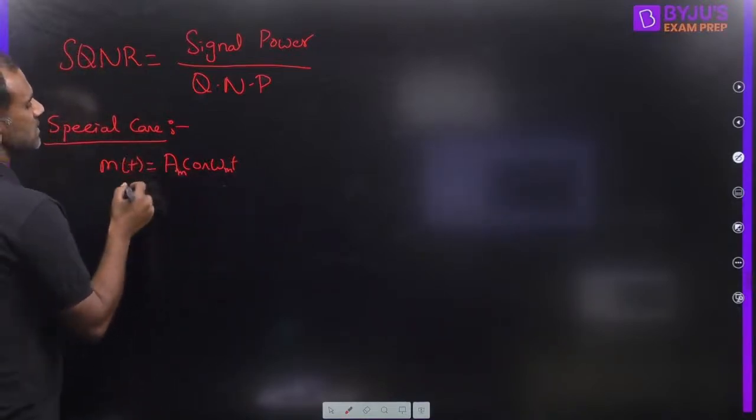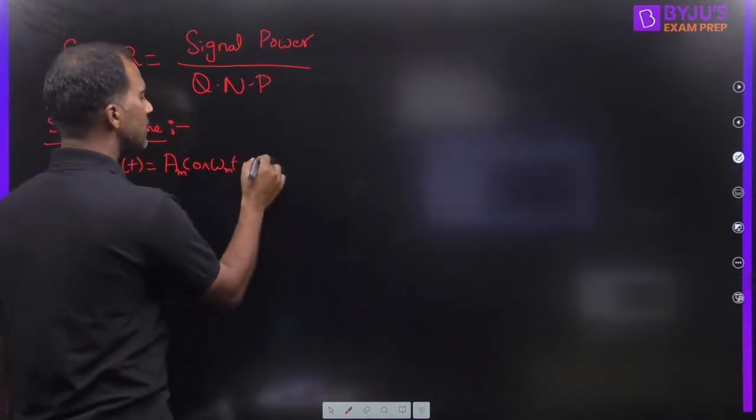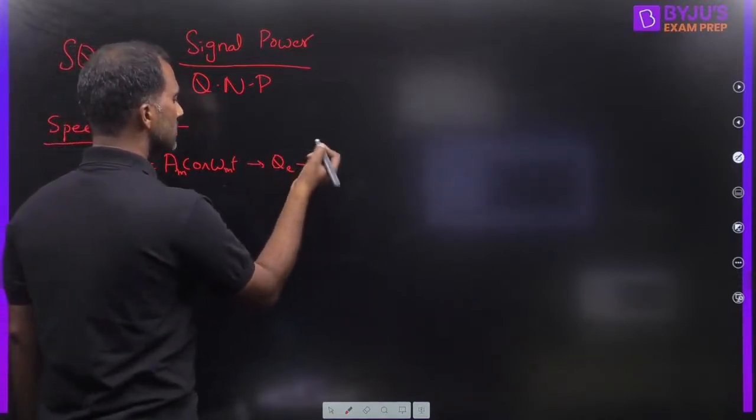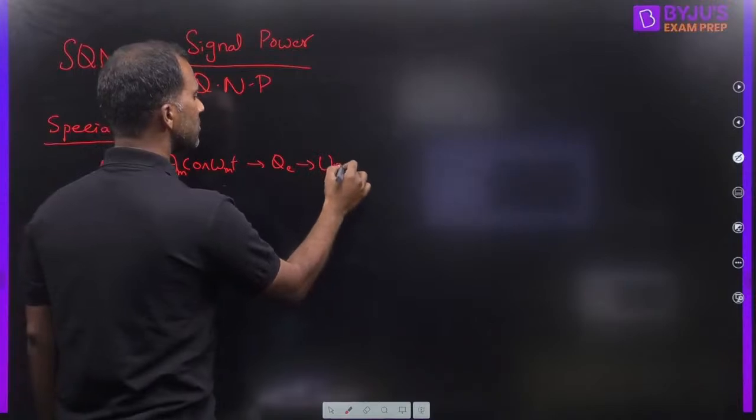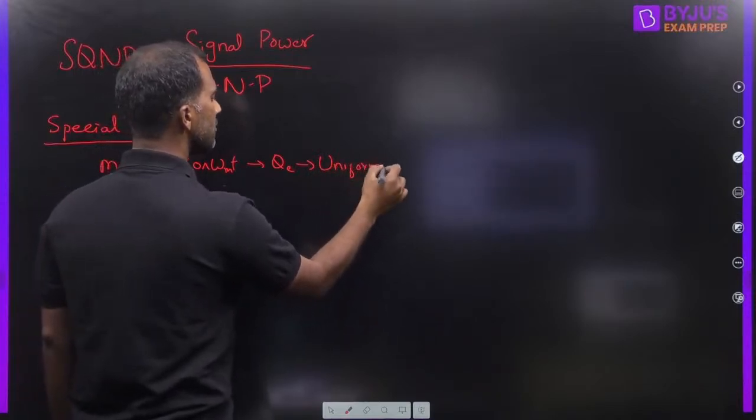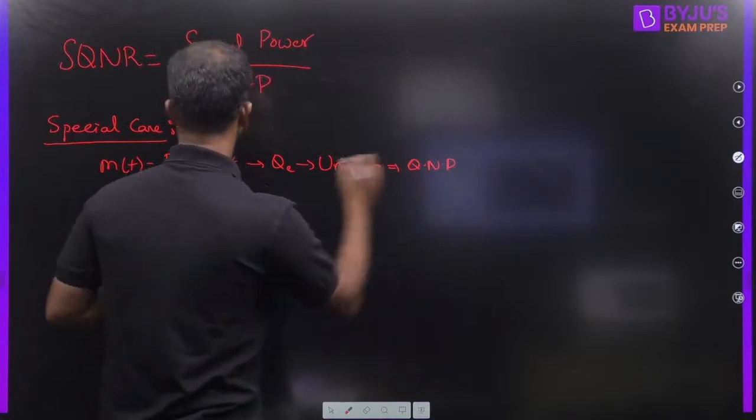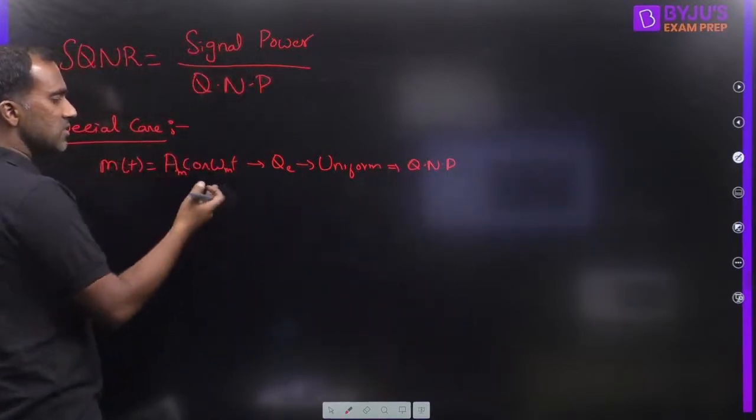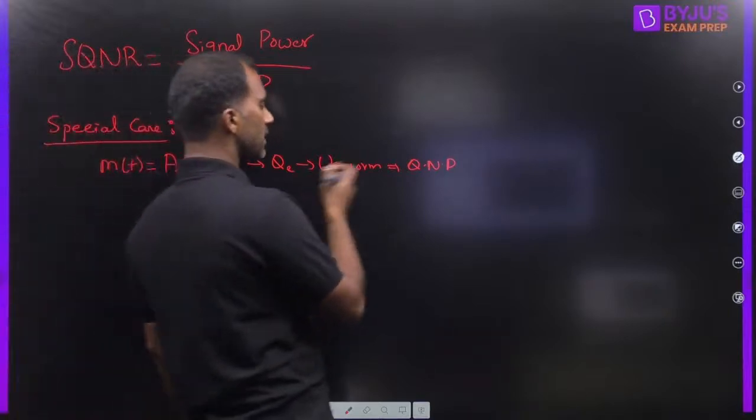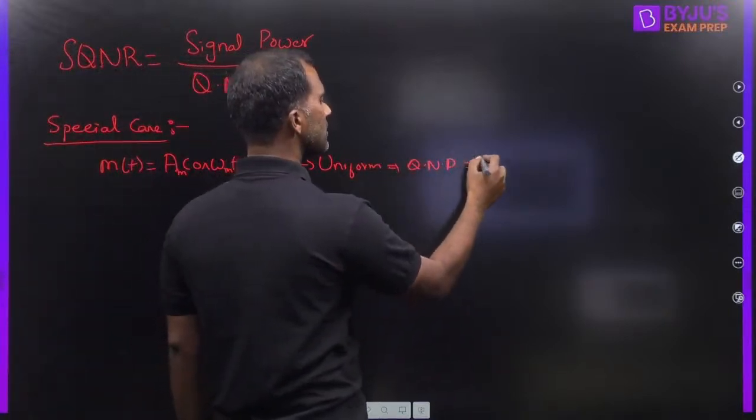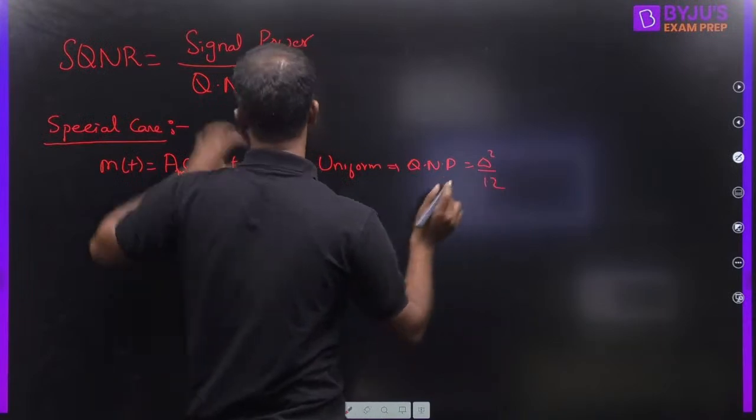Since it is a deterministic signal, what did it tell you about quantization error? We can assume it as uniform. This implies what is quantization noise power? When we assume the message signal as a sinusoidal signal or any deterministic signal, we can assume quantization error to be uniform, and quantization noise power is del square by 12. One part is clear.